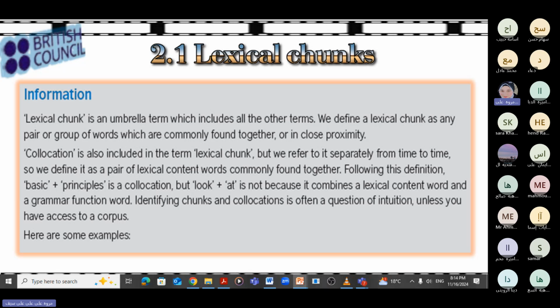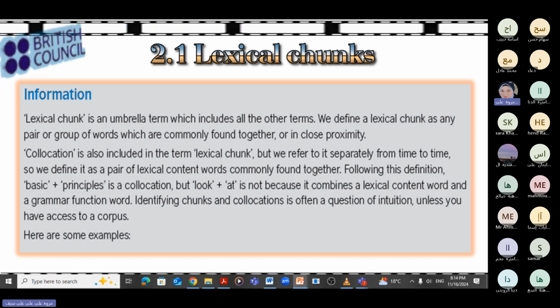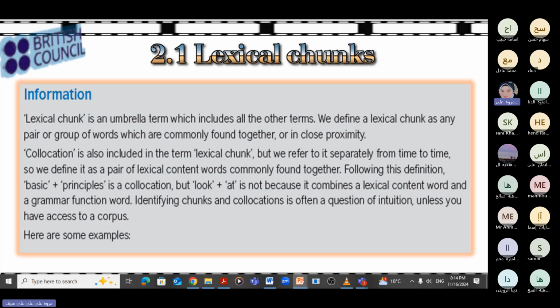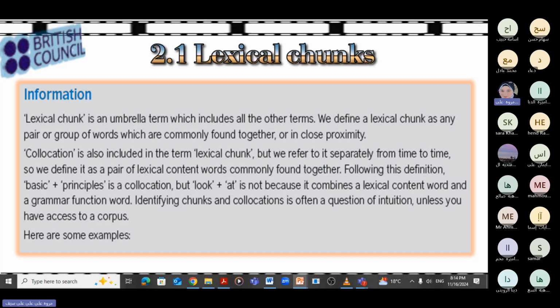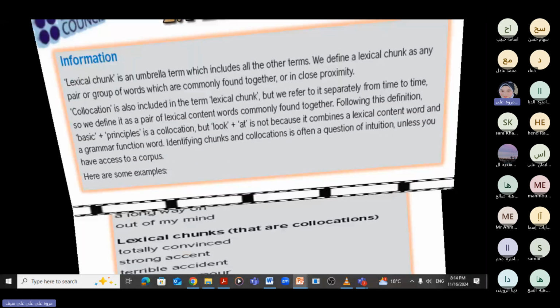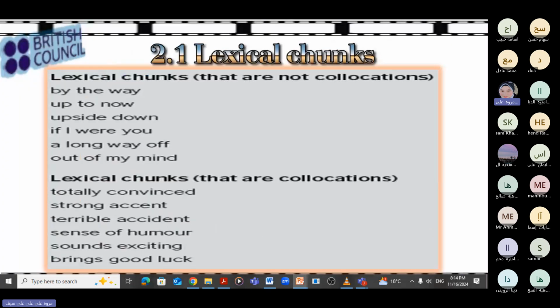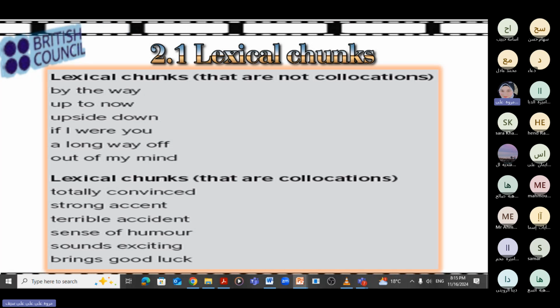We have a lot of terms to study today, so please try to focus, because we have idioms, fixed expressions, and semi-fixed expressions. Generally, all of these are called lexical chunks. For example, some lexical chunks that are not collocations: by the way, up to now, upside down, if I were you, a long way off, out of my mind.